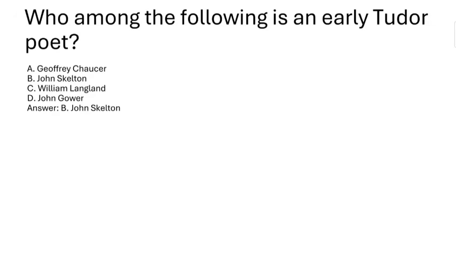A. Geoffrey Chaucer. Chaucer lived in the 14th century and is considered the father of English literature. He is famous for the Canterbury Tales, but he is not from the Tudor period. Option C. William Langland. Langland wrote Piers Plowman in the 14th century, which makes him a pre-Tudor poet. His work was influential but belongs to the medieval period, not the Tudor era. Option D. John Gower. Gower was a contemporary of Chaucer and wrote in the 14th century. He is a pre-Tudor poet known for Confessio Amantis and does not fit in the early Tudor period.